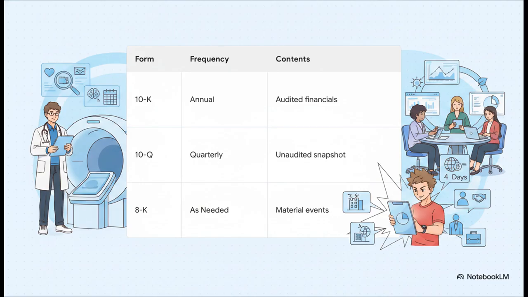Then there's the 10Q. That's your seasonal checkup, unaudited quarterly financial snapshots. And the 8K? That is literally a breaking news alert. It's filed as needed for major material events within 4 business days. We're talking bankruptcies, major acquisitions, or sudden executive resignations.